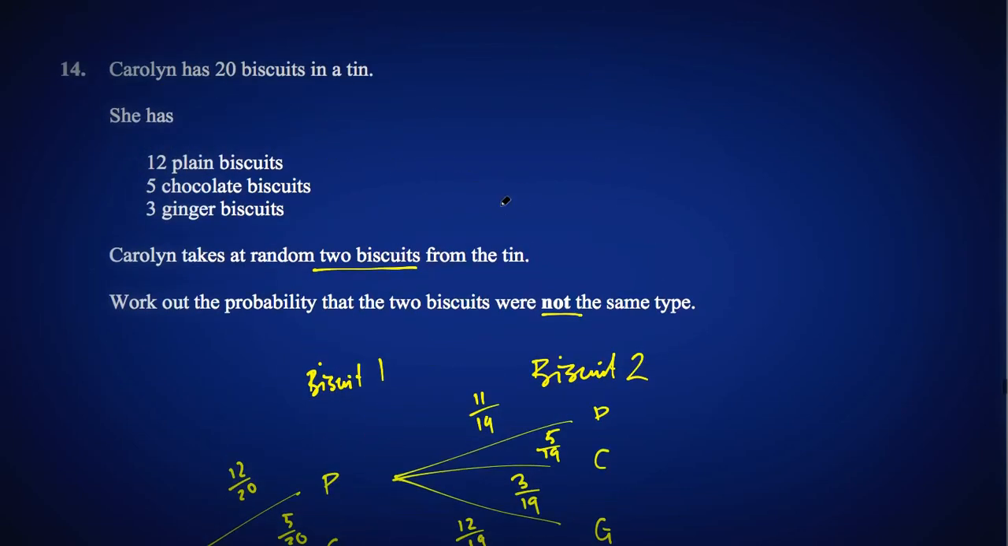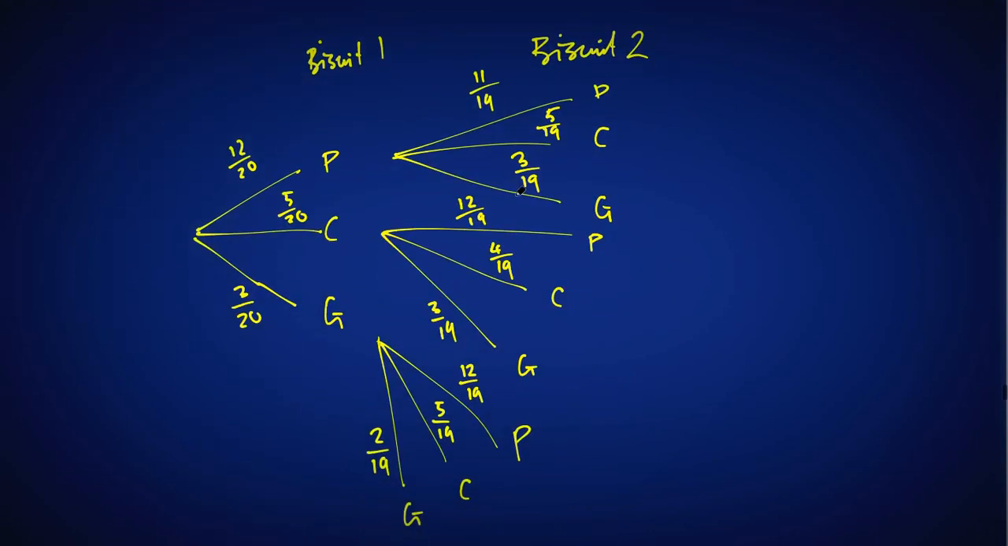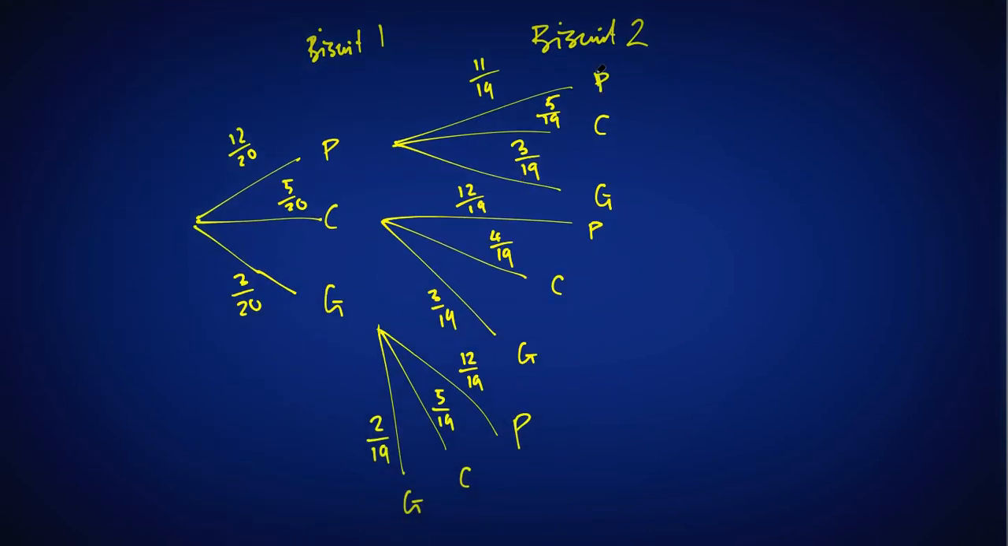Now we've got to find the probability that the 2 biscuits were not the same type. I'm actually going to take a shortcut with this and say, what if they were the same type? And then I'm going to do 1 minus the probability that they were the same type. So I'm going to look at the same type plain and plain, or the same type chocolate and chocolate, or the same type ginger and ginger. Plain plain is 12 20ths times by 11 19ths, which is 33 95ths.